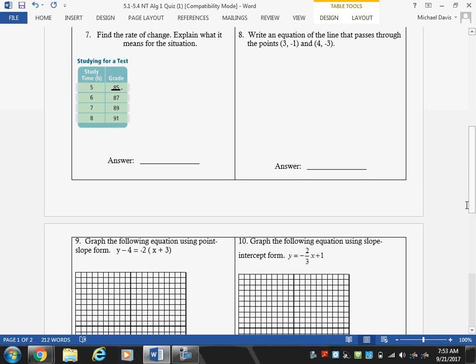All right, for number 7, when it says find the rate of change and explain what it means for this situation, the rate of change is like your slope. So if this is my y1 and my y2, this is my x1 and my x2, and so I just subtract 87 minus 85 over 6 minus 5.